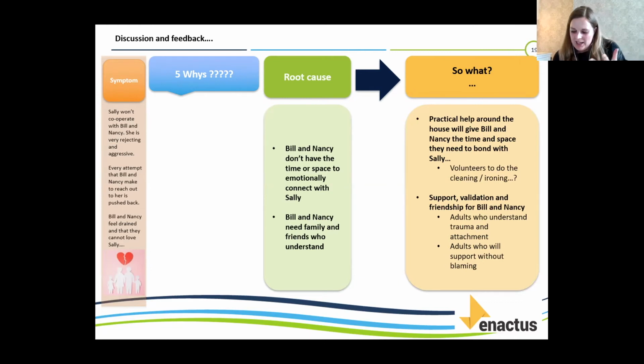So actually the solution is much simpler maybe than we thought to start with, because to start with we were saying maybe Sally would need professional help, or maybe the parents need more training, but it's actually much less costly, this solution. It's just being able to get some volunteers to go in and take that time that Bill and Nancy would be spending doing other things, or being able to connect Bill and Nancy in with other adoptive parents. So the solution you'd be designing would be that connection of volunteers into adoptive families.